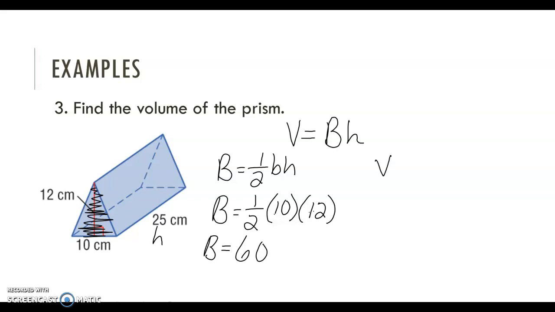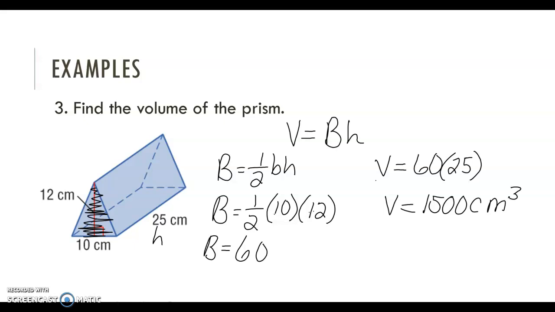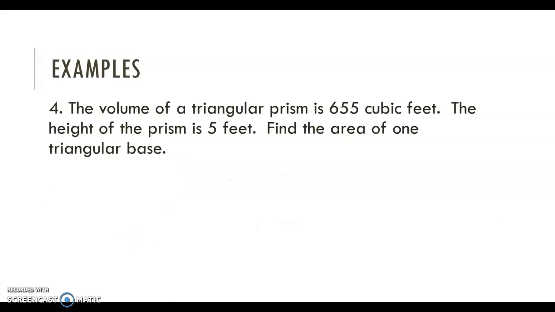And now I can substitute in. So volume would be 60 square centimeters times the height of this prism, 25, giving me a volume of 1,500 cubic centimeters. And last example.